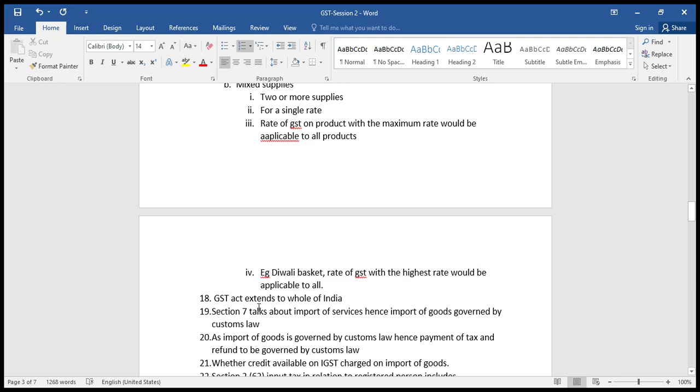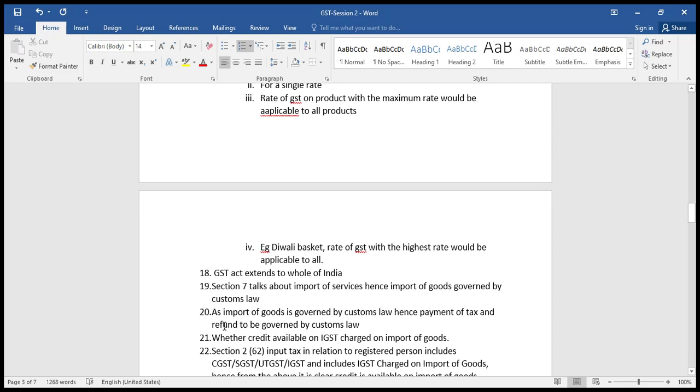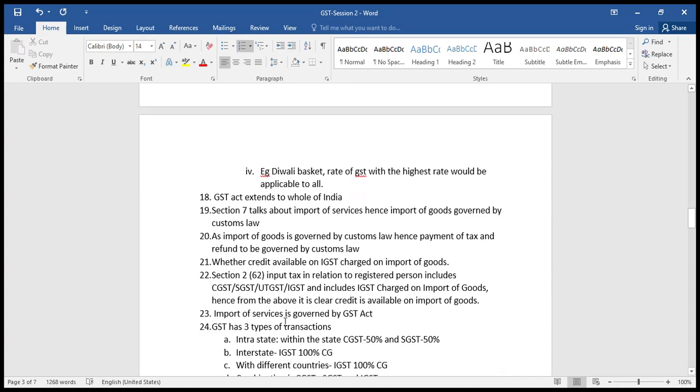GST Act extends to the whole of India. Section 7 talks about import of services, hence import of goods is governed by customs law. As import of goods is governed by customs law, the payment of tax and refund are governed by customs law. Is credit available on IGST charged on import of goods?